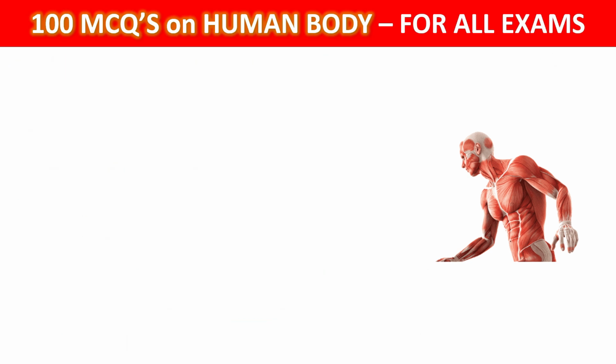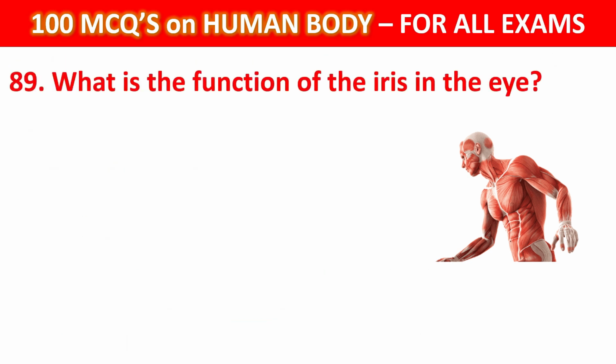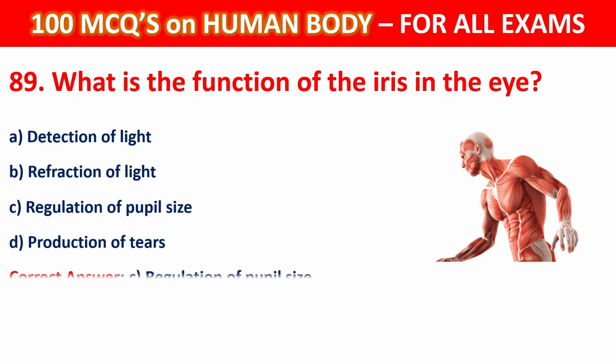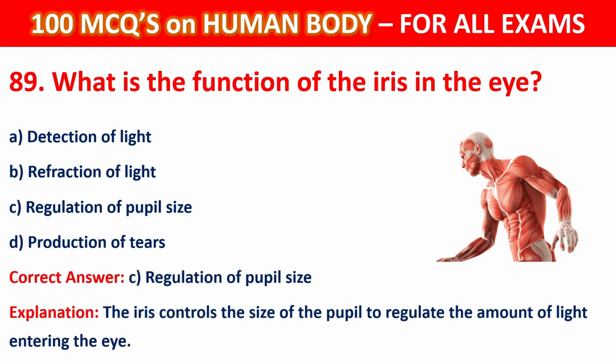Question number 89. What is the function of the iris in the eye? Your options are detection of light, refraction of light, regulation of pupil size, or production of tears. The correct answer is C, that is regulation of pupil size. The iris controls the size of the pupil to regulate the amount of light entering the eye.